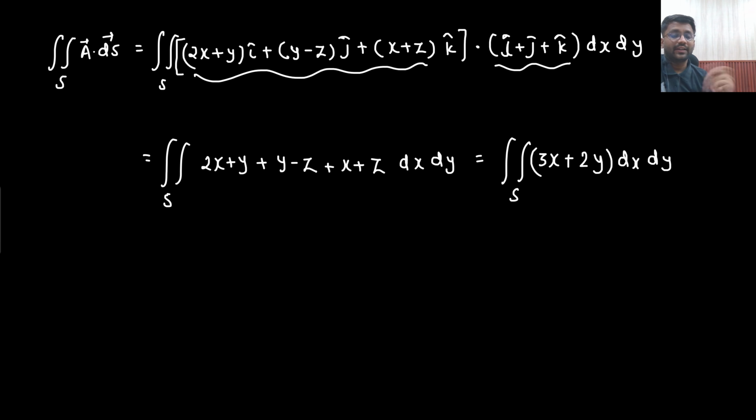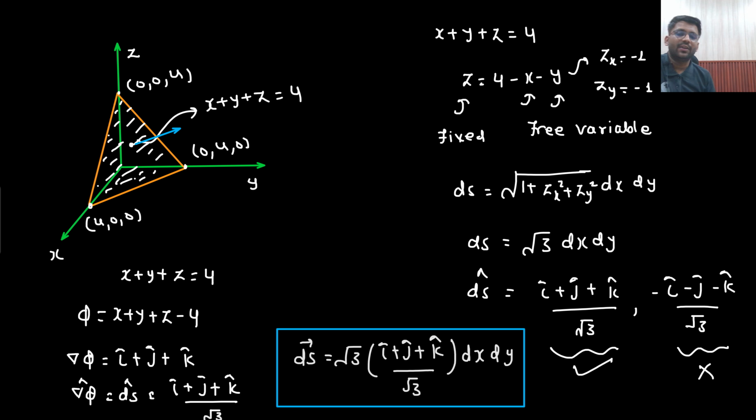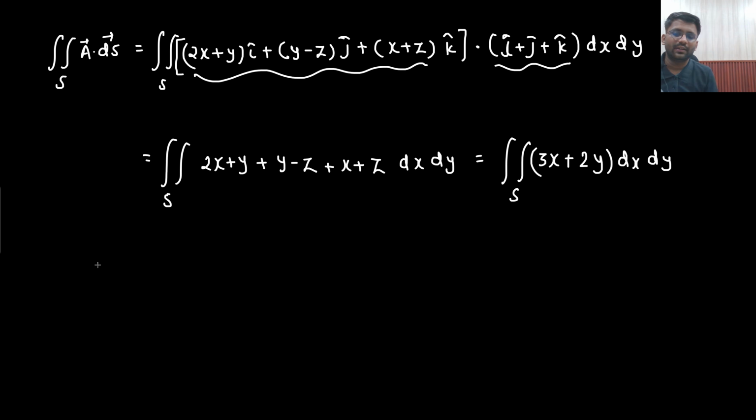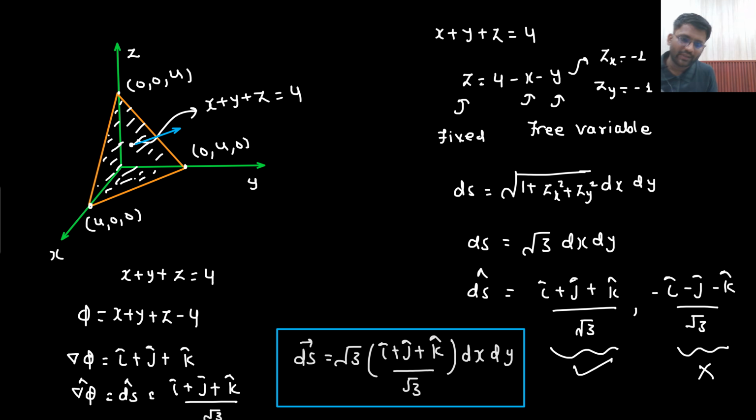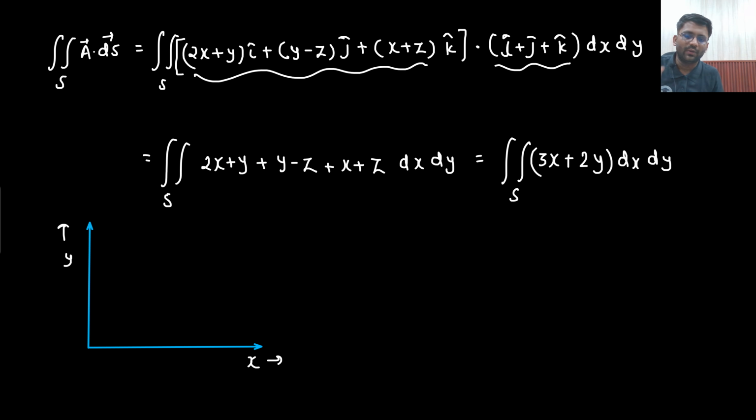So dx dy, that means I need to come in the xy plane. Surface integral I need to calculate. That means I need to take its projection in the xy plane, how it will look. So in the xy plane, this is how it will look. And the first octant it is going on, that means x is also positive, y is also positive. So in the xy plane, you are taking the projection like this.